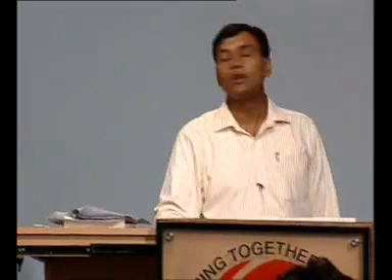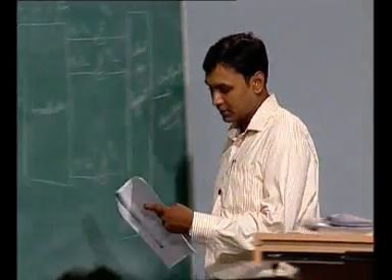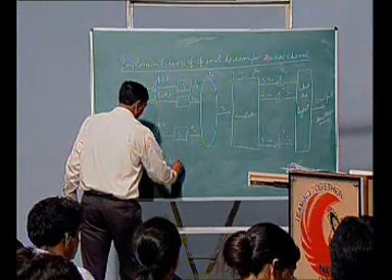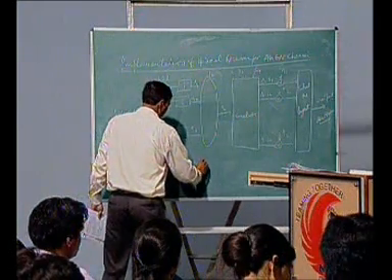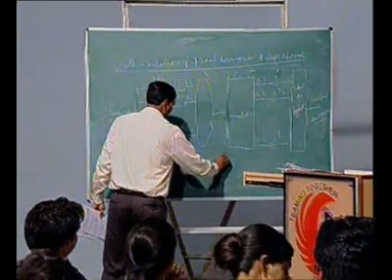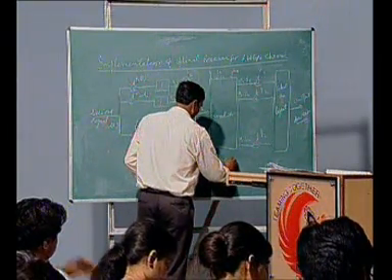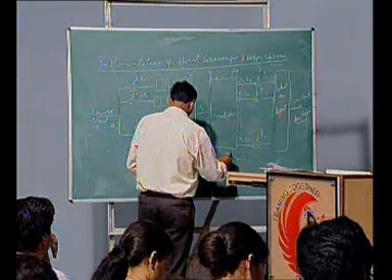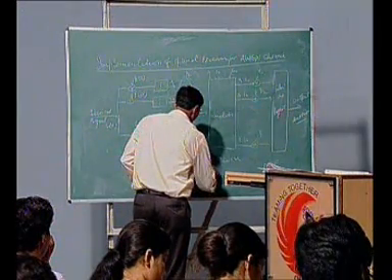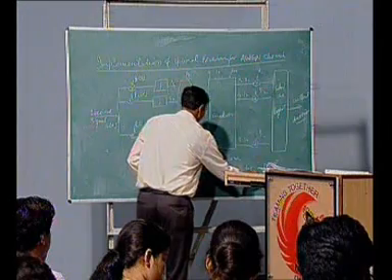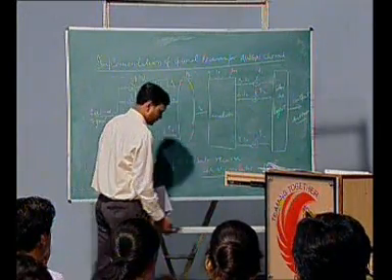So, this is one way we implement this structure for the optimum receiver, and we call this structure the structure of a correlator receiver with correlators.